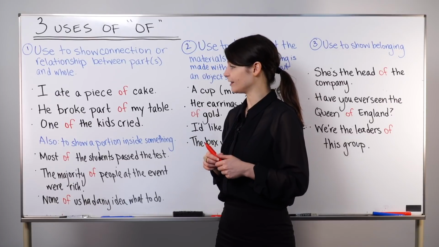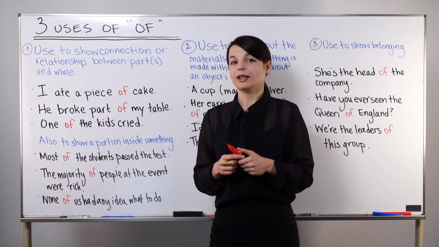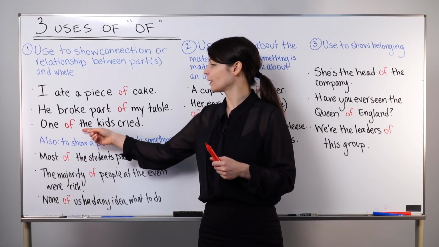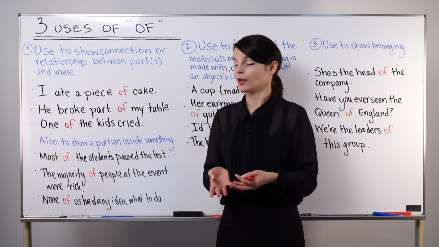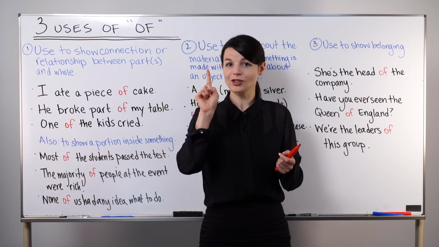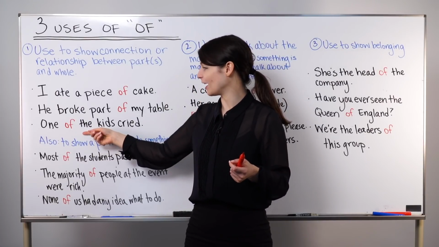One of the kids cried. Here, we have the kids, referring to a specific group of kids. The part here is one. This means one child, one kid in the group of kids cried.